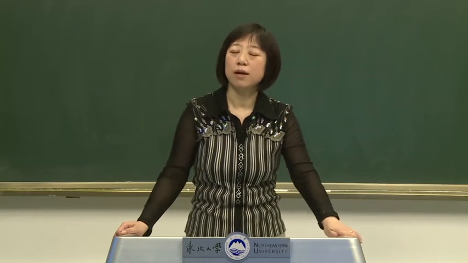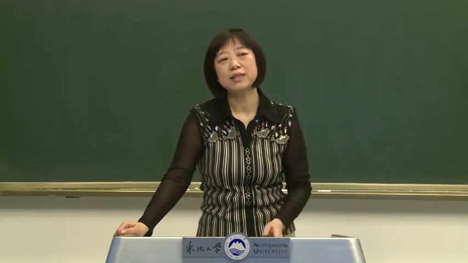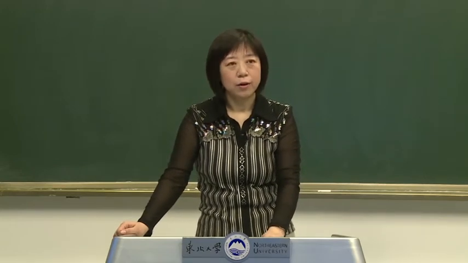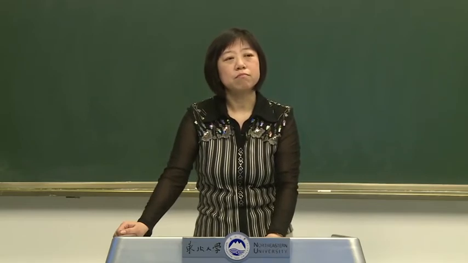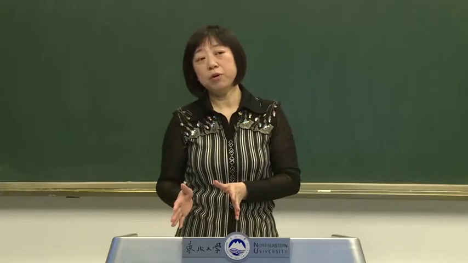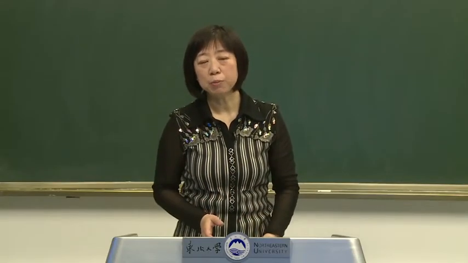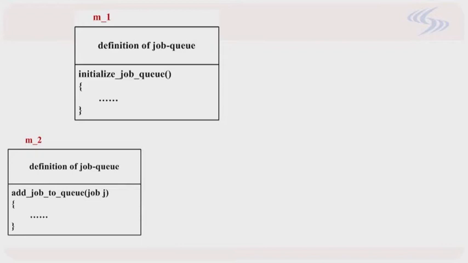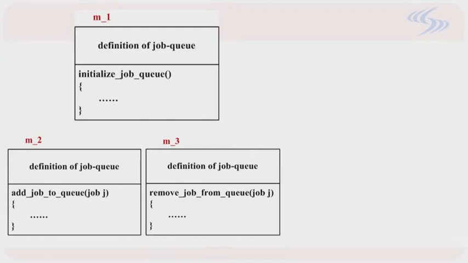So now let's suppose we are going to design this operating system. What will you do? Maybe someone will design in this way. He thinks surely there will be functions such as initializing job queue, so this is M1. Another function, adding job to queue, this is our M2. And remove job from queue, so we call it module M3. So let's think about it. Do you think it's a good design or not?